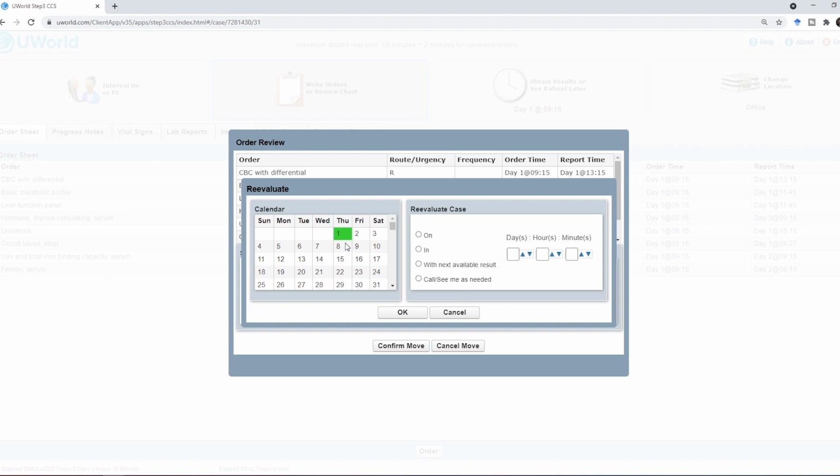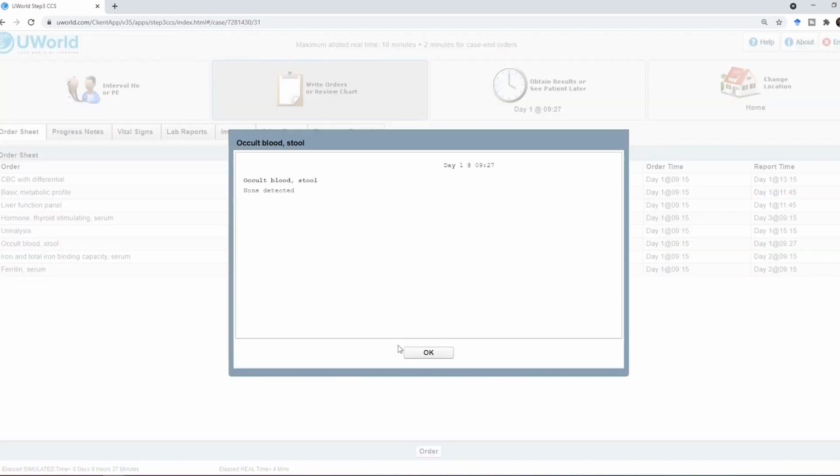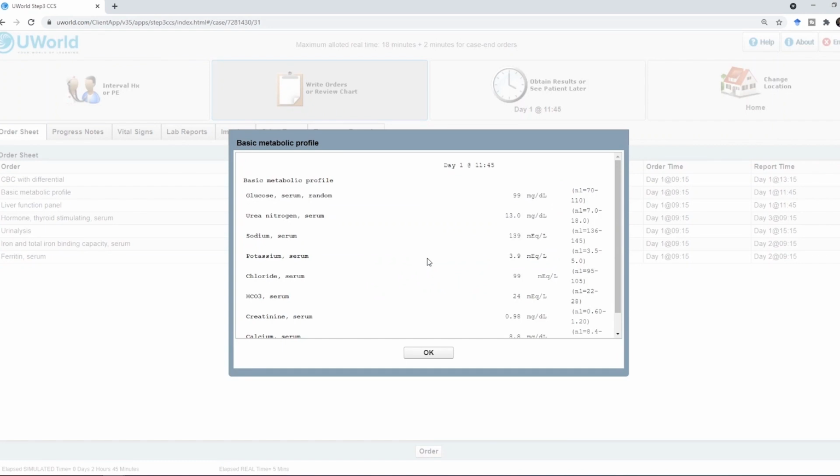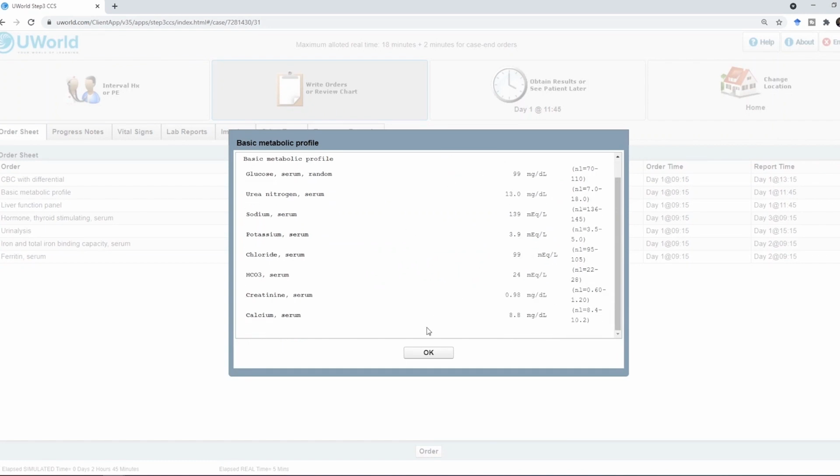But for now, since the case seems more chronic, we can order a follow-up in a week, and meanwhile we can look at the results of these diagnostics we ordered. So let's schedule the follow-up in 1 week, click on OK, confirm move, and now we start seeing the results of these diagnostics we ordered. So there is no occult blood in the stool, none detected. Okay, continue. The BMP is normal.